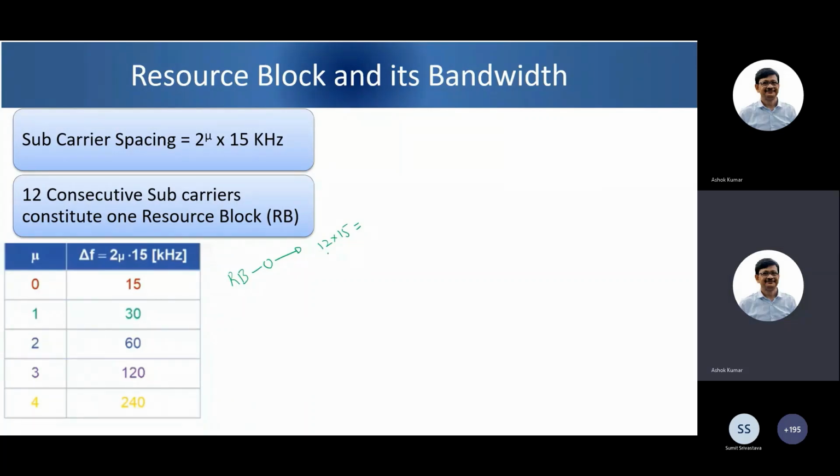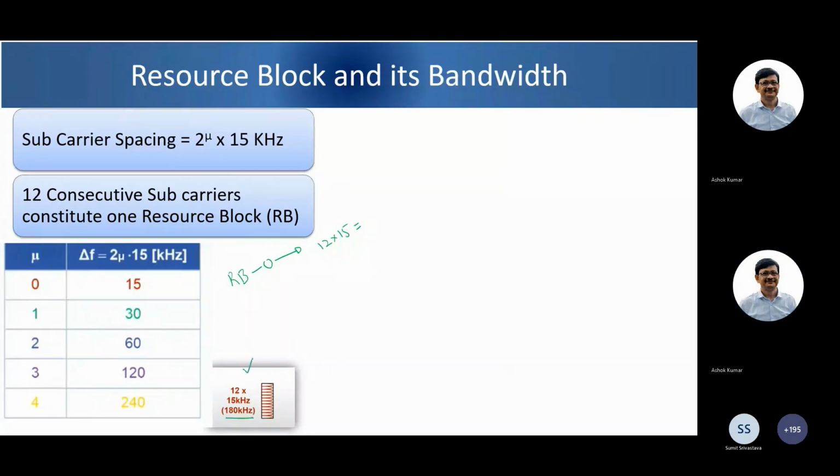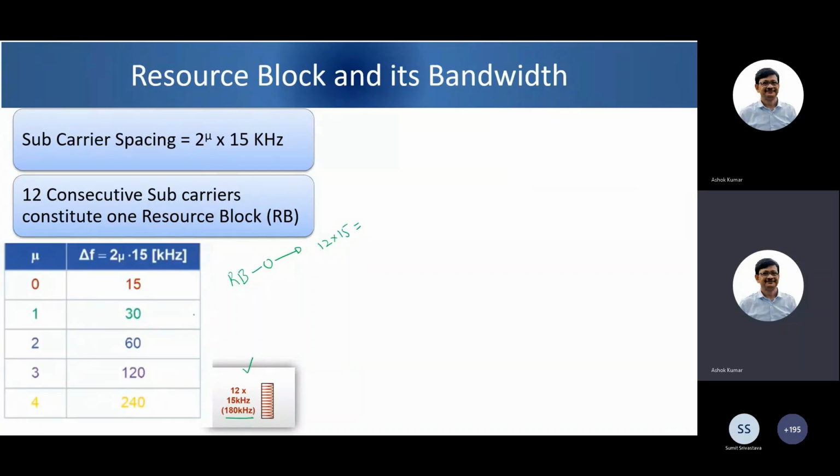So the bandwidth of an RB if numerology is 0 will be 180 kilohertz. Very right answer. So there will be 12 into 15, 180 kilohertz. Now suppose numerology is 1. So RB for numerology 1 will be how much? 30 into 15. What will be the bandwidth? Please write in the chat box.